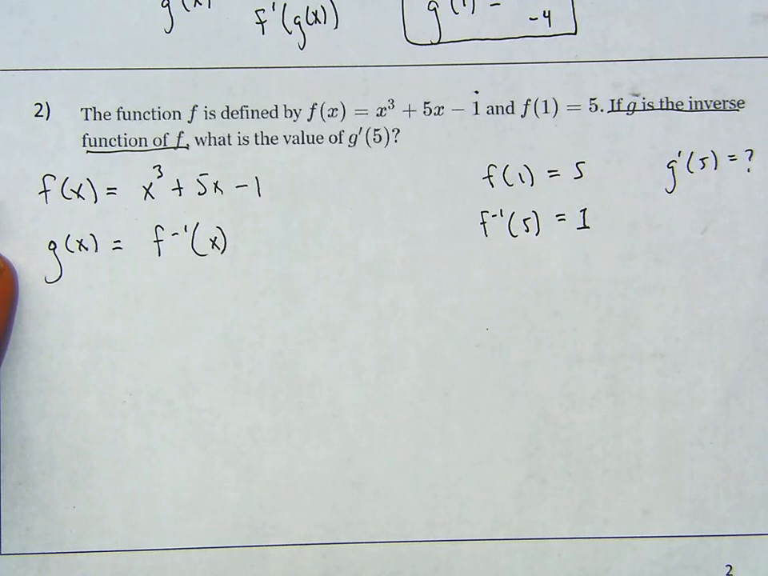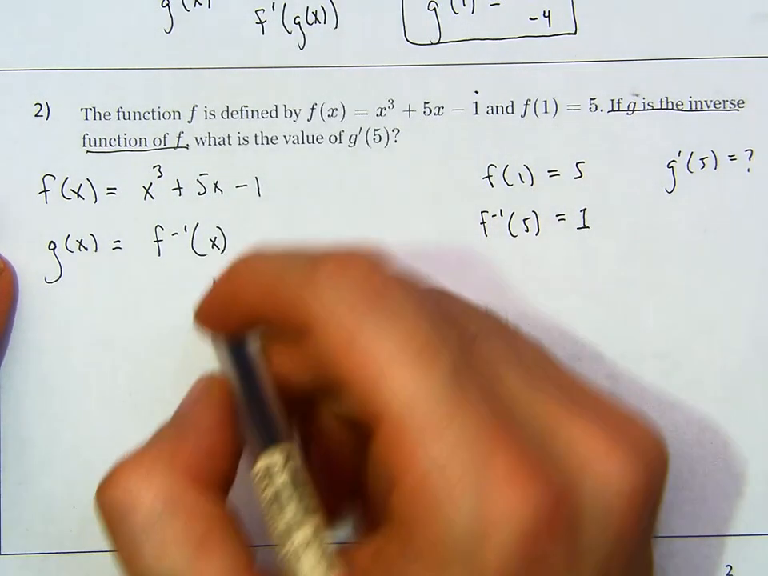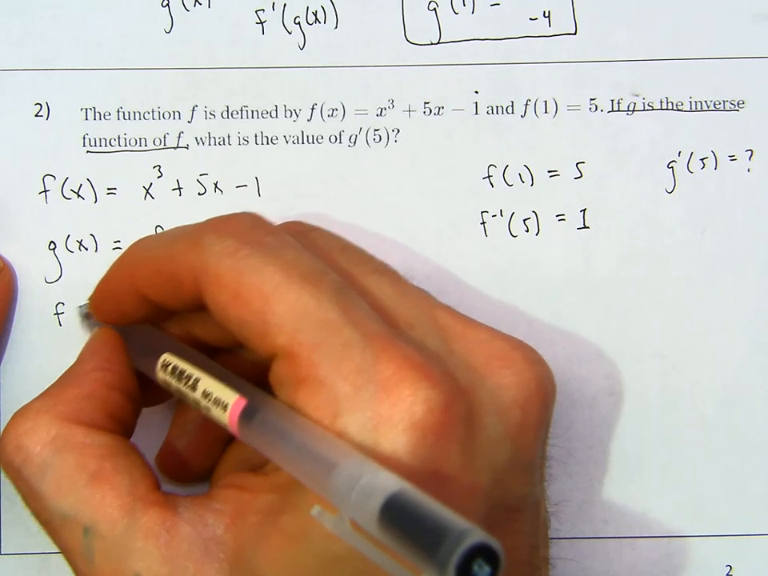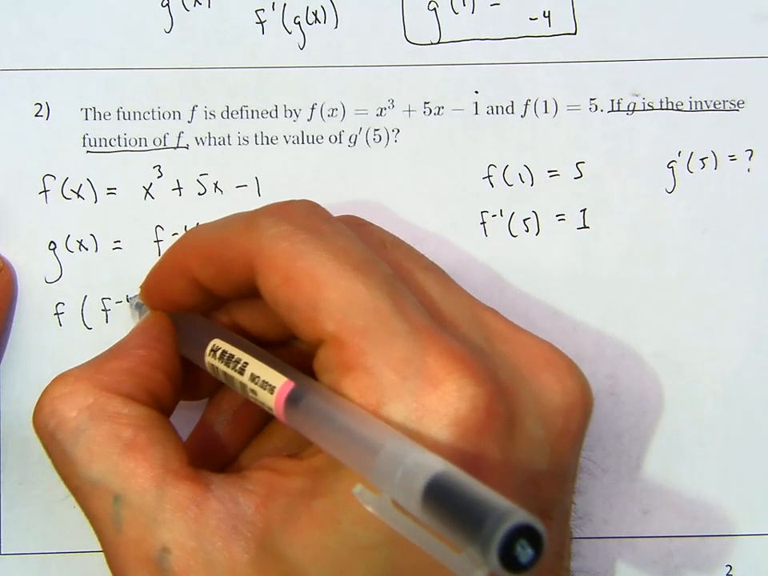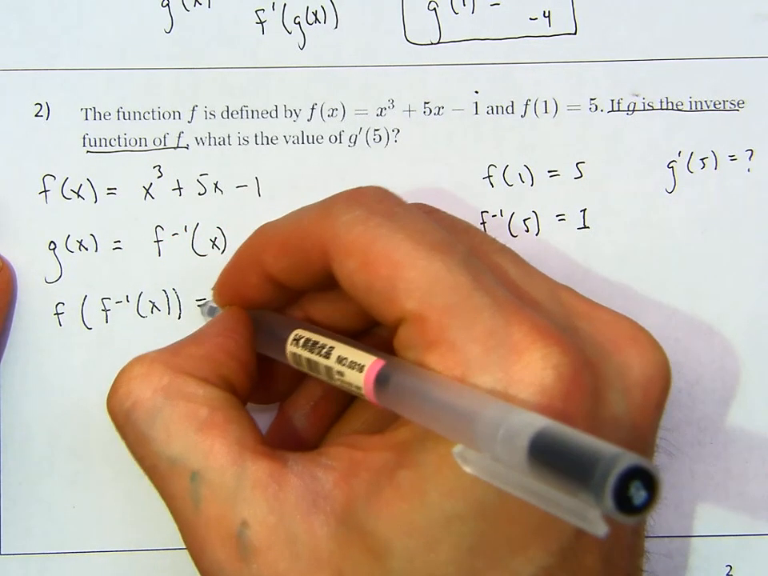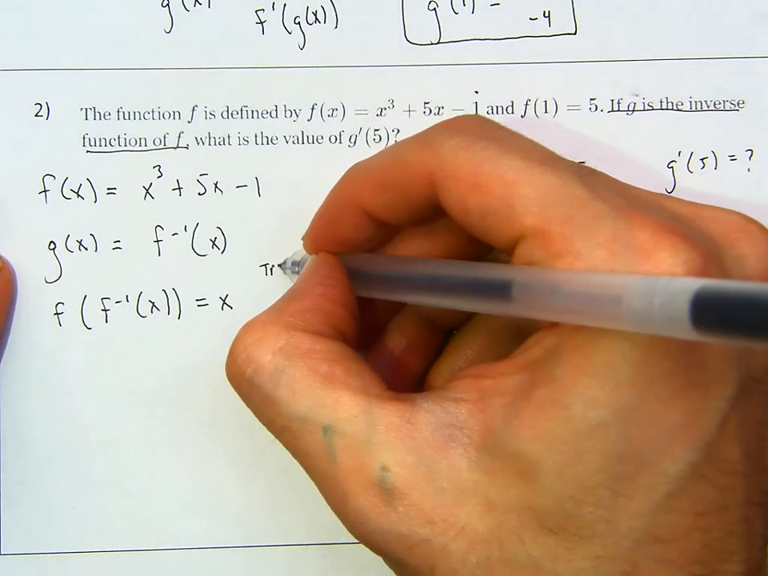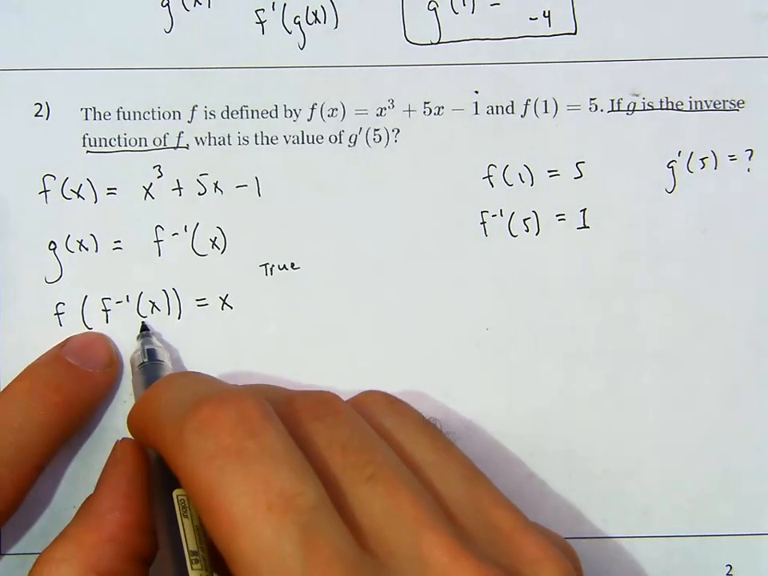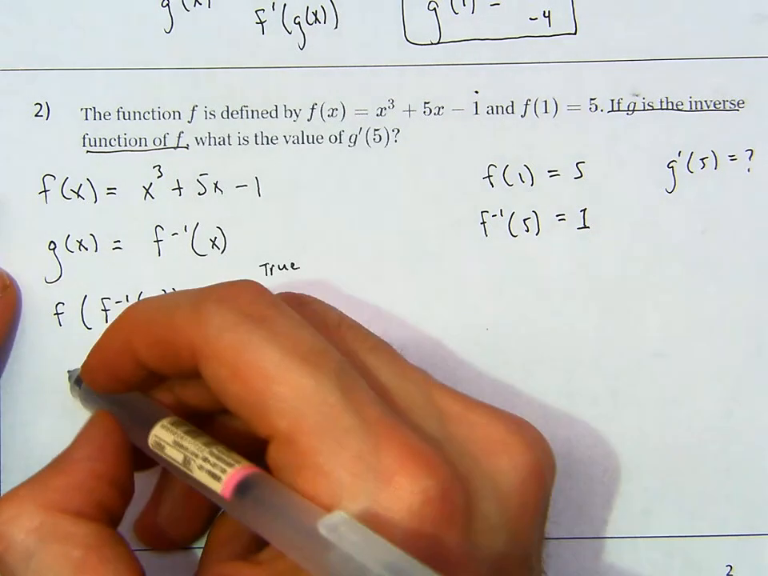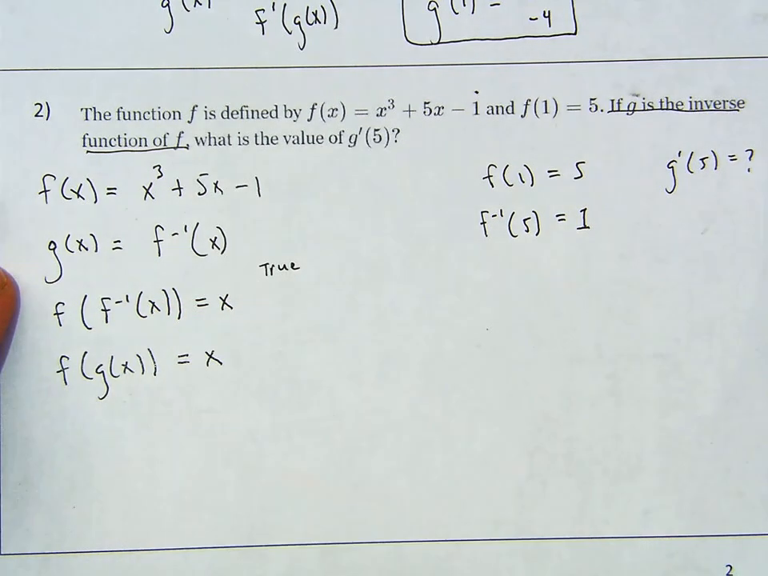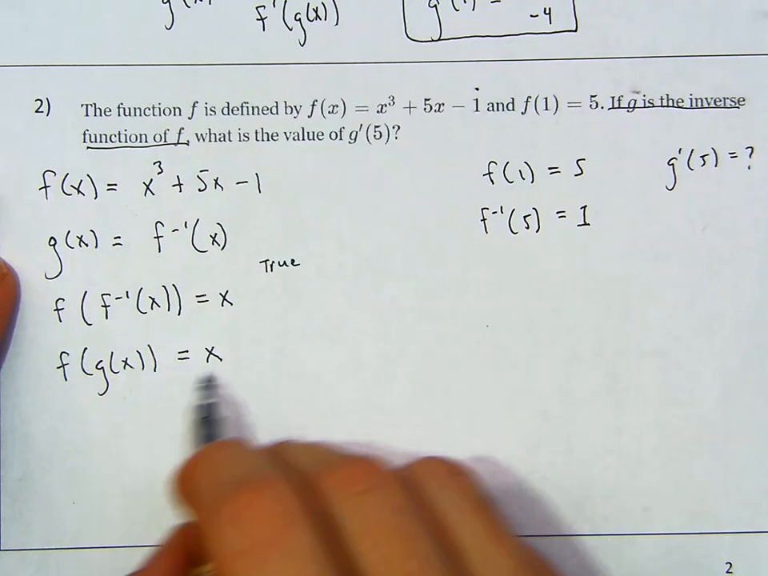Okay, so let's see. Use what you know. You know f of f inverse of x is equal to x. This is true no matter what. But you know what f inverse of x is? It's g of x. So you know f of g of x equals x. Then what do we do? Take the derivative of both sides.